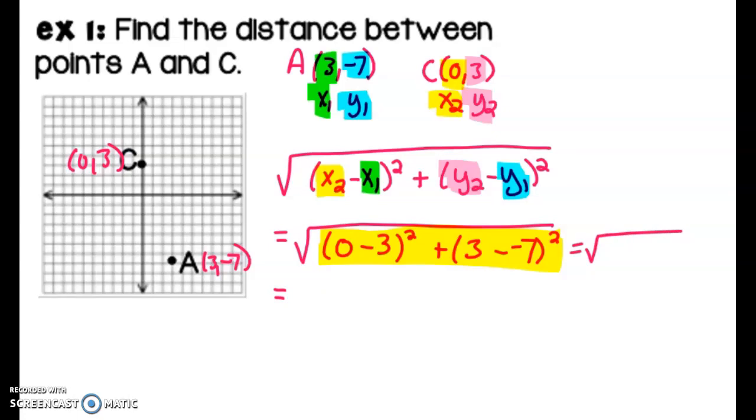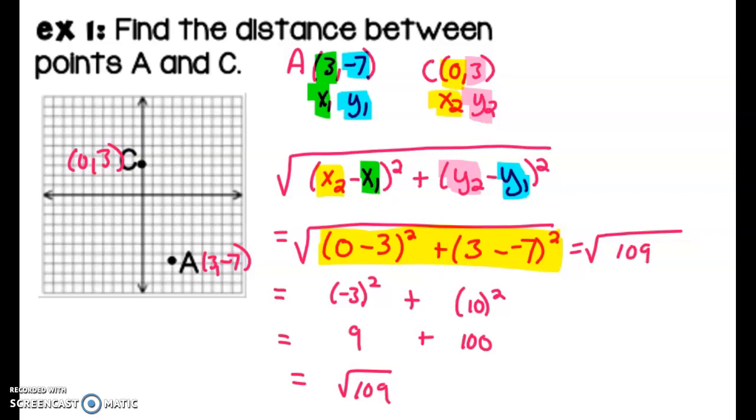Let's go ahead and just do it by hand real quick to see what happens. So this first parentheses, 0 minus 3, that's negative 3. Negative 3 squared is 9. Negative 3 times negative 3 is 9. Over here, 3 minus negative 7, that's 3 plus 7, that's 10, and 10 squared is 100. Now, this is all still underneath the square root. I just haven't written it every single time just for the ease of fitting everything in. So I end up with the square root of 109.